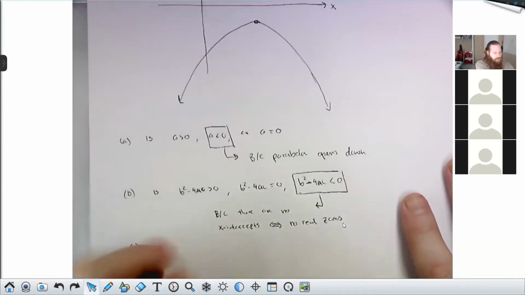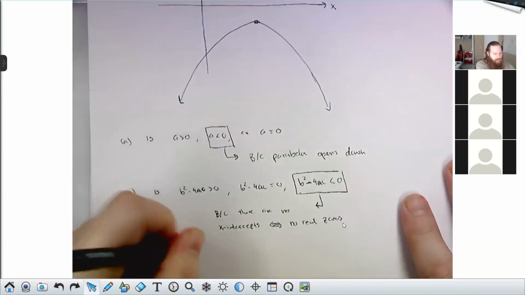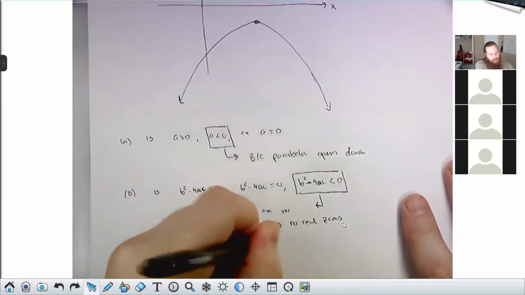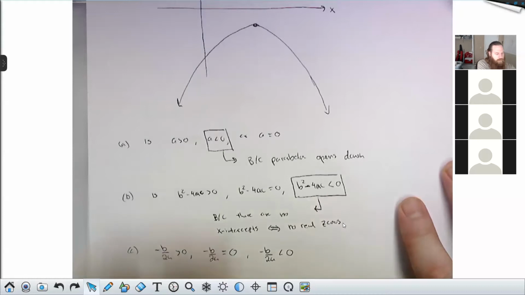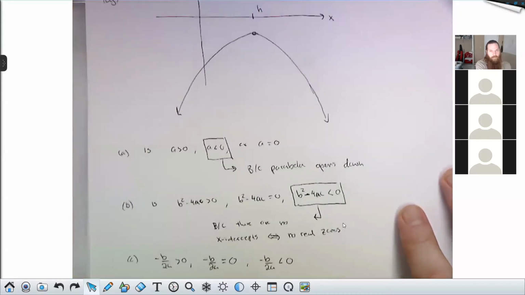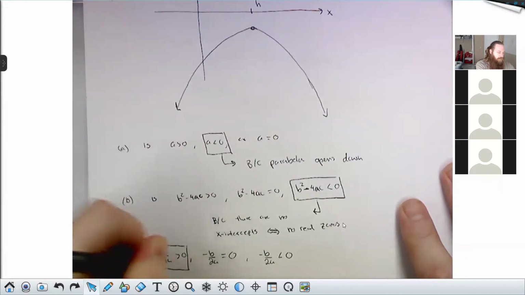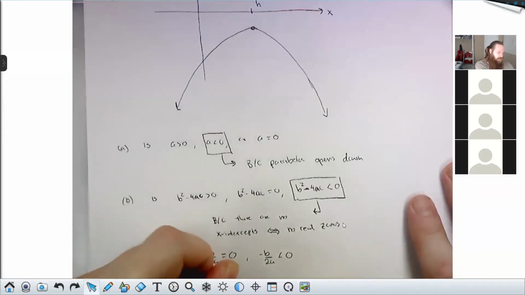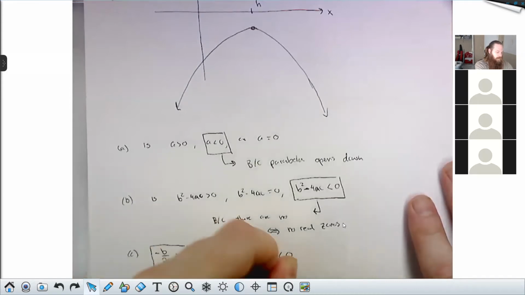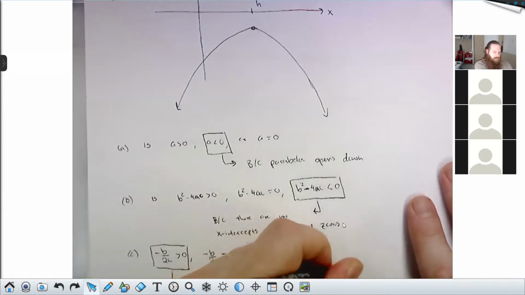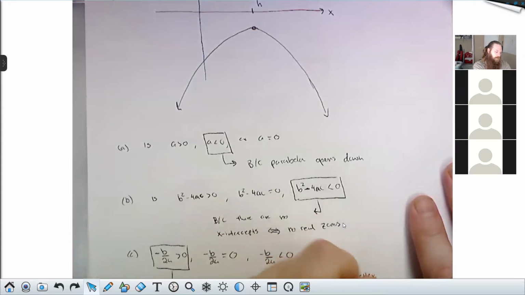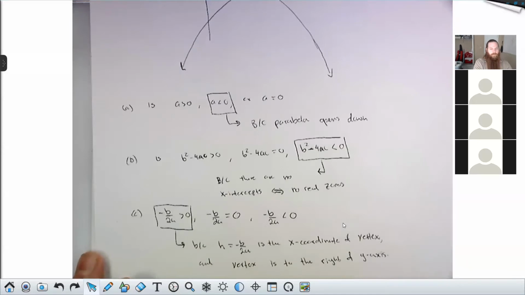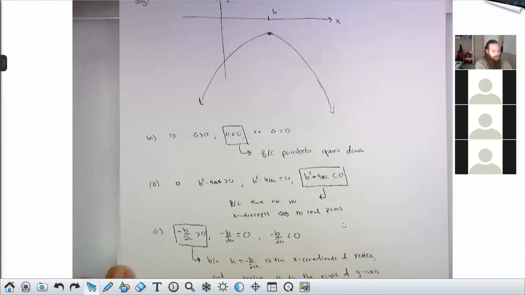And Kendra's got us on these next ones. So the vertex, negative b over 2a, could be positive, could be equal to 0, or could be negative. And in this case, negative b over 2a is positive, because that's h right here, and it's to the right of the y-axis. That's a positive x value. Because h, which is negative b over 2a, is the x-coordinate of the vertex. And the vertex is to the right of the y-axis. Okay. And then finally, the number c.